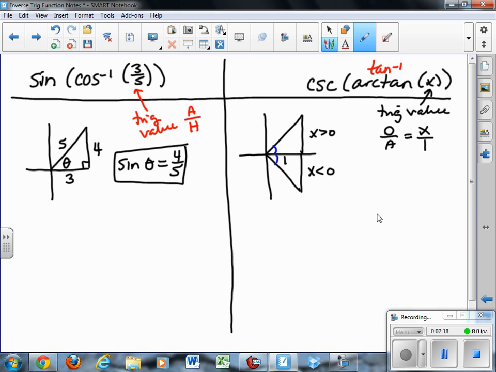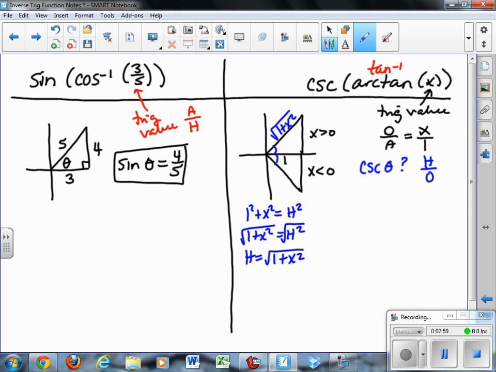Now what I want to find, for either one of these angles, is the cosecant value. So what is cosecant of theta? Cosecant is the reciprocal of sine, so I need hypotenuse over opposite. I know the opposite side is x, but I don't know the hypotenuse. Just like when dealing with numbers, I need to use the Pythagorean theorem. So 1 squared plus x squared equals the hypotenuse squared, or 1 plus x squared equals the hypotenuse squared. I have to take the square root to find the hypotenuse.